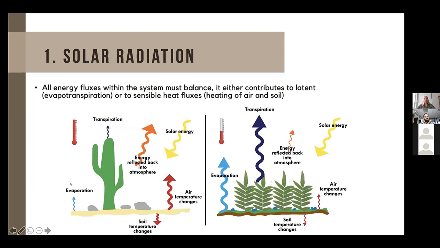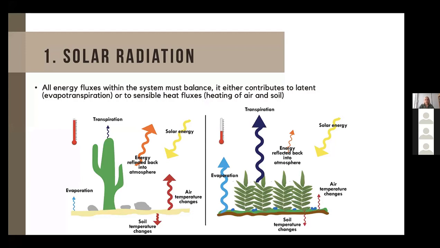So then what happens after the solar radiation is received by a system? Well, all energy fluxes within a system actually must balance. So this means that the solar radiation that comes in either contributes to latent heat flux or sensible heat flux. And latent heat flux consists of evapotranspiration, and sensible heat flux is the heating of the air and soil. So how this then works out in creating different ecological systems is shown in this picture.